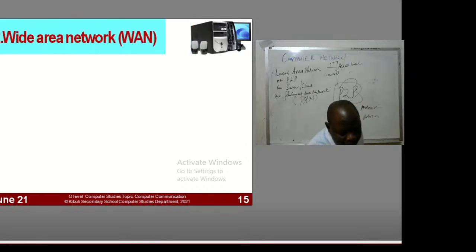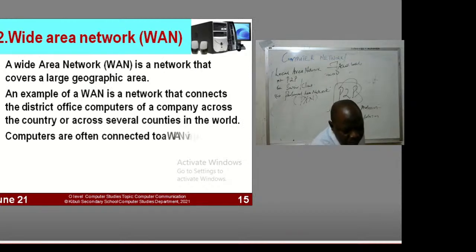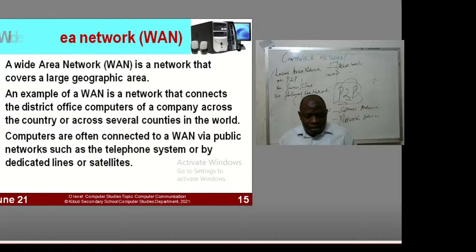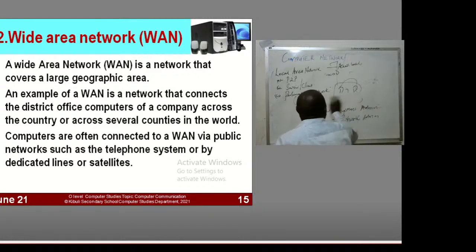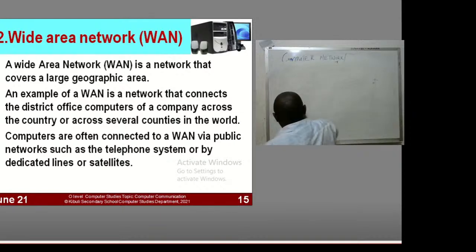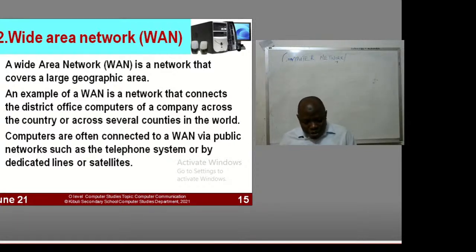Next, we look at what we call the wide area network. Number 2, from what we call the LAN, now we go on to what we call the WAN. We are looking at the wide area network, a network that covers a large geographical area.